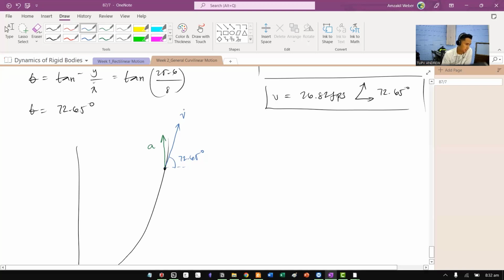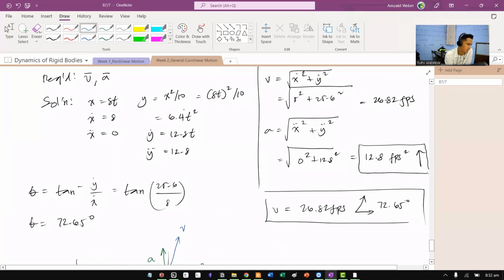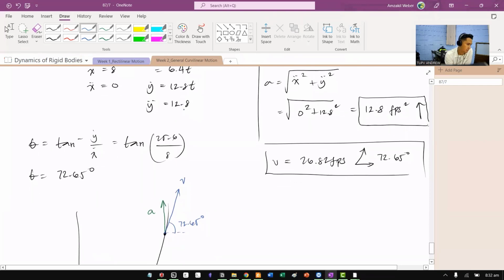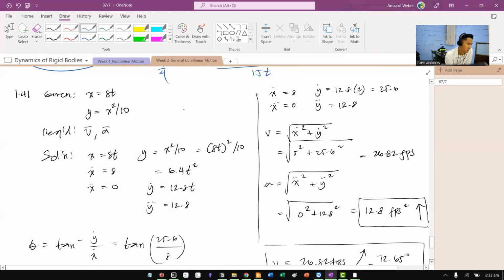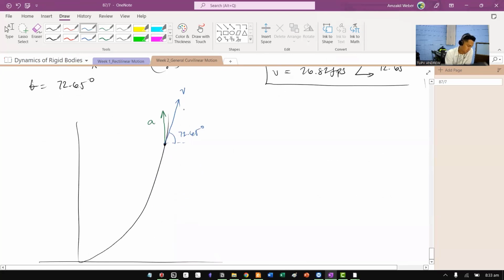Why does it make sense? Because there is no x acceleration, only y acceleration. The component of velocity along x is constant, which is 8. It will always be 8. So from here, let's copy this one there.